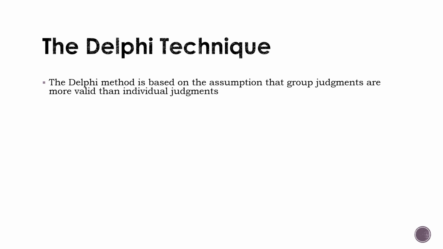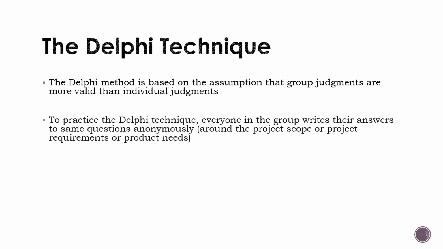So the Delphi method is based on the assumption that group judgments are more valid than individual judgments. As simple as that. Whatever you do in the Delphi technique, the very basis of this is the assumption that group judgments are more valid than individual judgments. So how do you practice the Delphi technique?